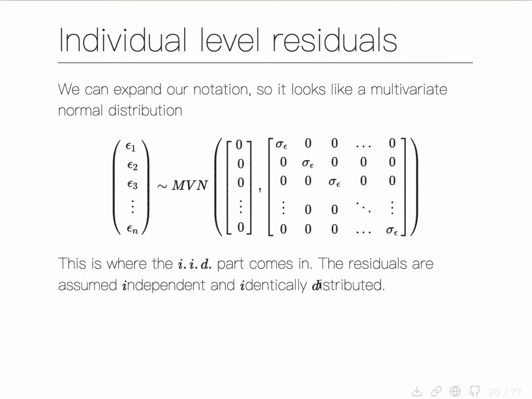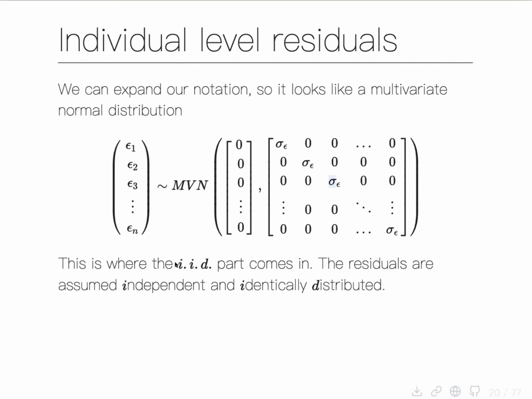Okay, so the individual level residuals end up looking like this, right? So this is expanding out the notation that I just had on the previous slide to make it look more like a multivariate normal distribution. So each of these is like a row of the data set, right? And so we have one variance that we're estimating that is constant across all rows, okay? And all the off diagonals are 0.